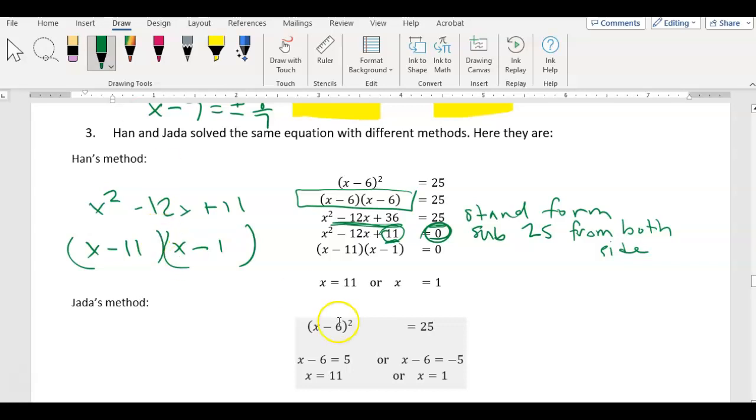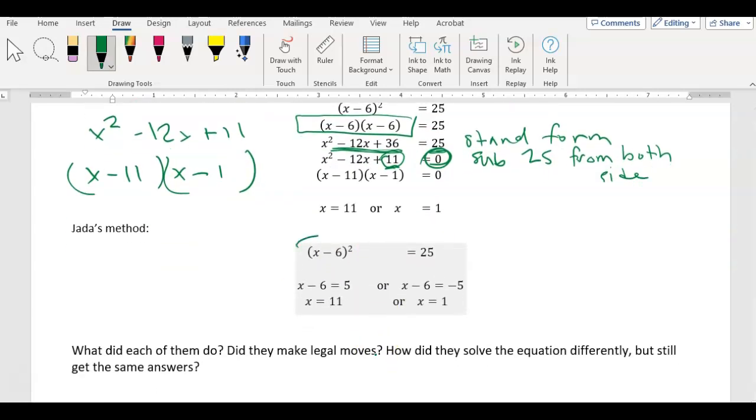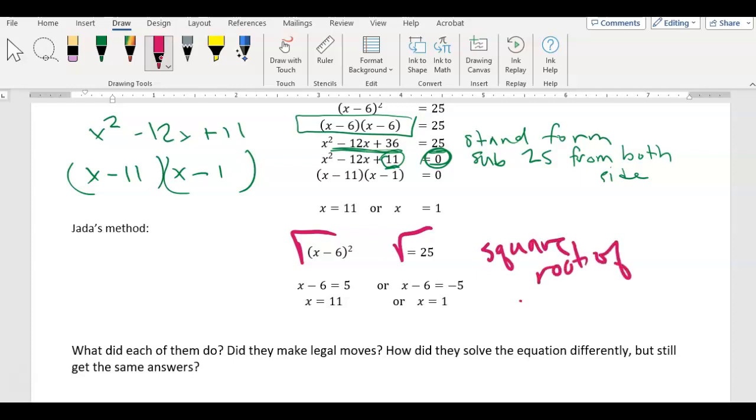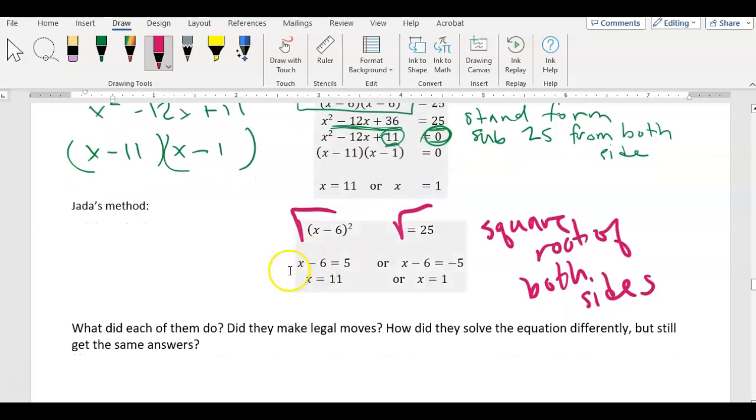Jada, on the other hand, recognized that both x minus 6 squared and 25 are perfect squares. So she took the square root of both sides, and solved. Now notice both ways are perfectly valid. Both ways work. Both ways will get you an answer that is correct. She just did this in a slightly shorter way.